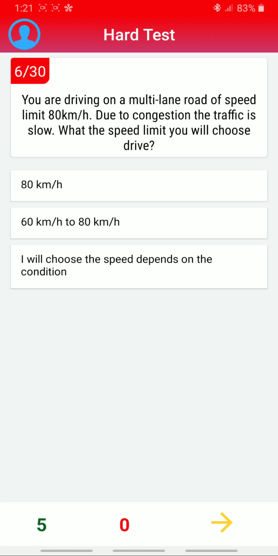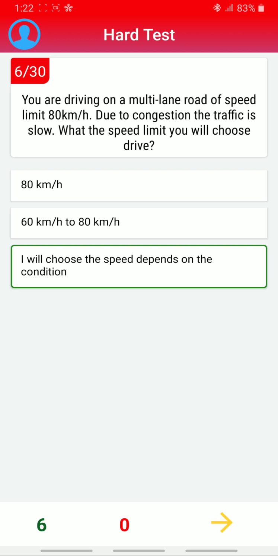If there is any congestion, even if the limit is 80 and all the cars are moving slowly, of course you need to slow down your speed. Like if the speed limit is 80 and all the cars are moving at 20, of course you also have to adjust your speed accordingly, like 20, 25, or maybe even less than 15. And in some cases maybe you need to stop, so you will choose the speed depending on the condition. The third one is good.